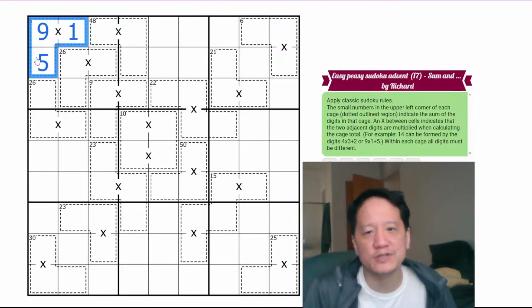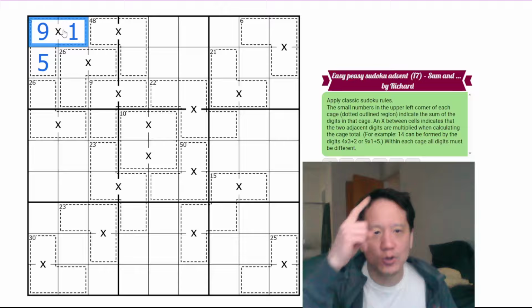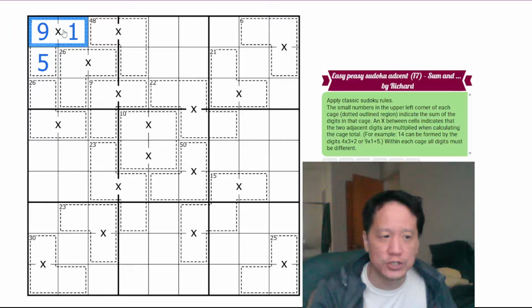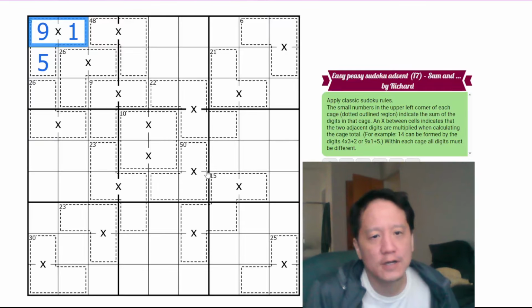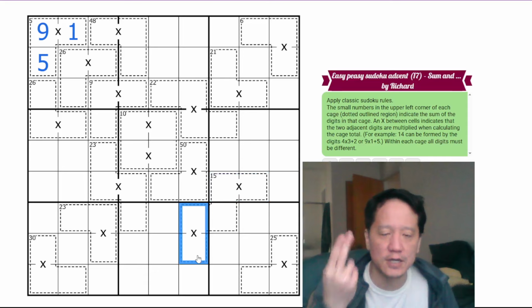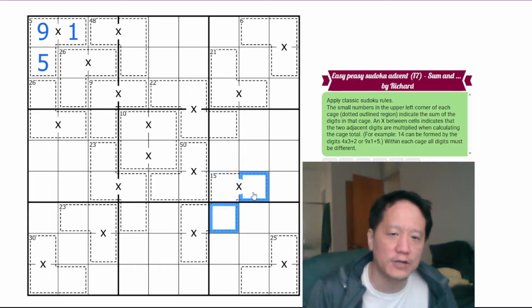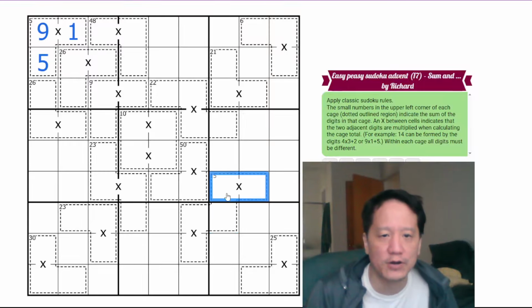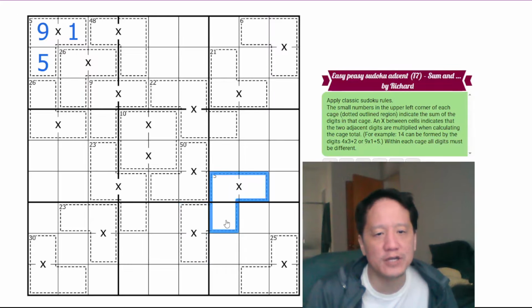So the way I would put this rule set is basically the number in the top left corner of the cage is the sum of all the products in the cage plus any additional digits which are not part of any product. So, for example, in this 15 cage, this is a product because you multiply two digits together. This is a product because you multiply two digits together. You sum those products together, right? You multiply these, you get a product. You multiply these, you get a product. You sum those products, and then you sum any additional digits that are not part of a product in the cage. So that's how you would get 15.